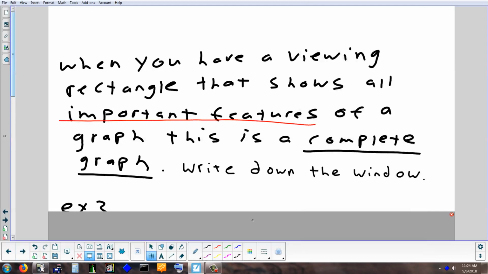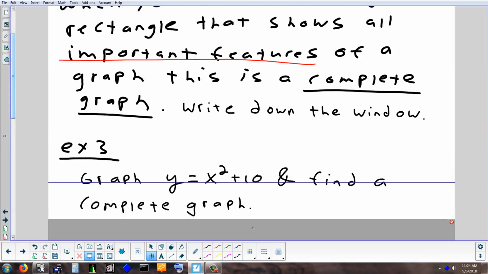If I had a parabola, which we'll look at in a minute, seeing where the parabola bottoms out, that's a complete graph. If you're zoomed in too much and you can't see the parabola on the screen, that's not good. Okay, so you want to be able to see all the important features. Any twists, turns, or any places where things cross. Okay, so let's try this one. Y equals x squared plus 10.